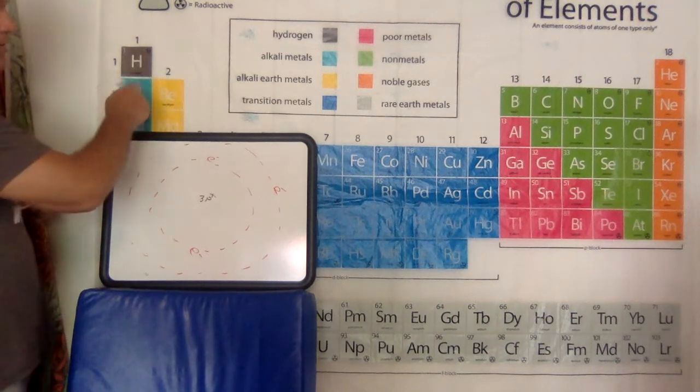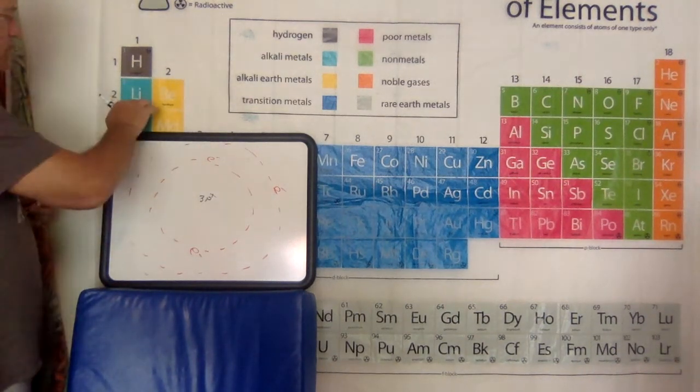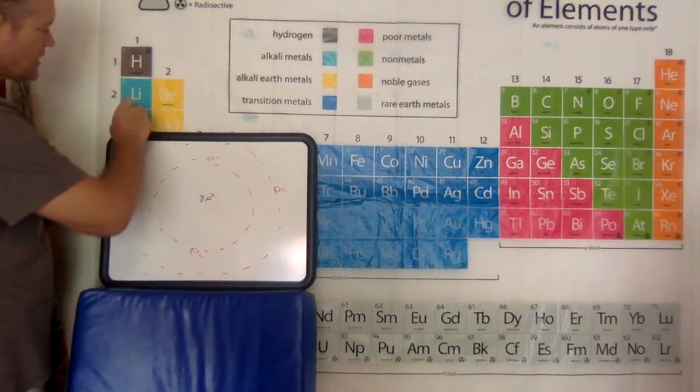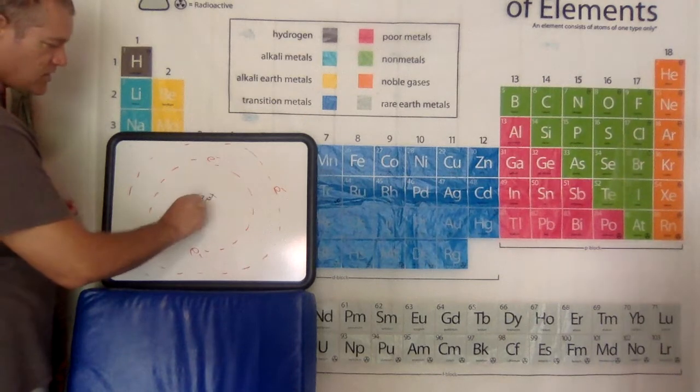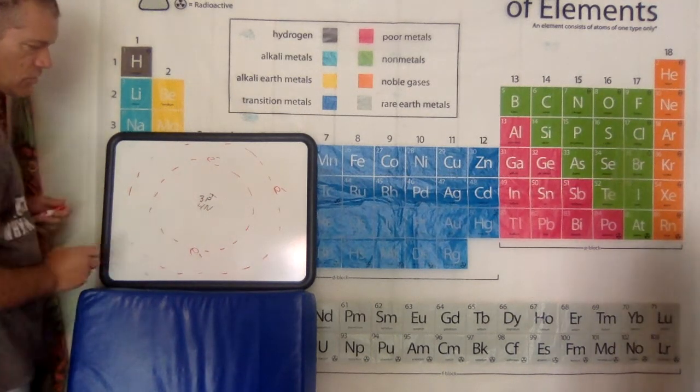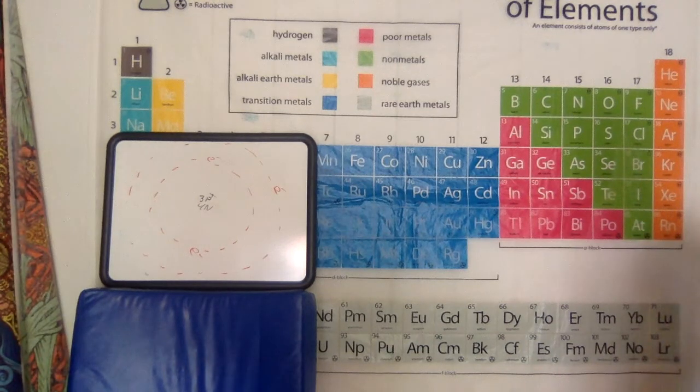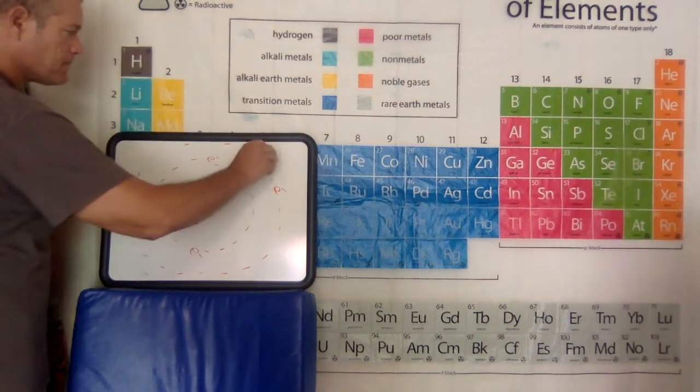Lithium, which my shower curtain that I put on the wall doesn't have their mass. Lithium tends to have an atomic mass of 7. If 3 of those 7 are protons, then 4 are neutrons, and so it tends to look like that. And that's not a bad representation of lithium.